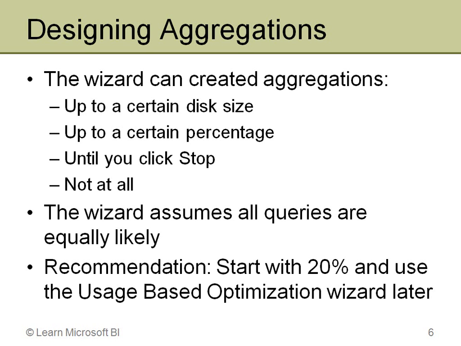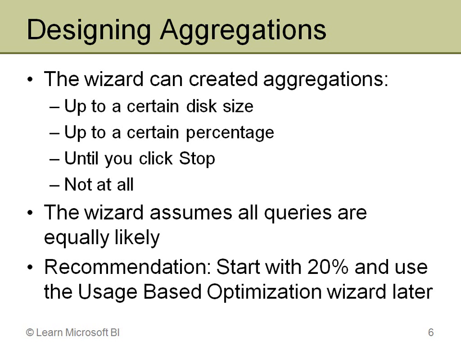Now, the wizard doesn't know how the data will be viewed. It doesn't have any way of knowing that. So it assumes that all queries are equally likely. So what I normally recommend to people when they're getting into this is, look, start with 20%, and then later we'll use the usage-based optimization wizard, the UBO.